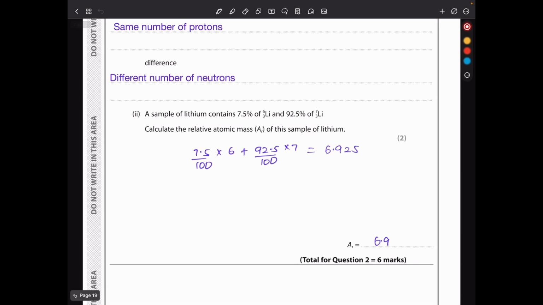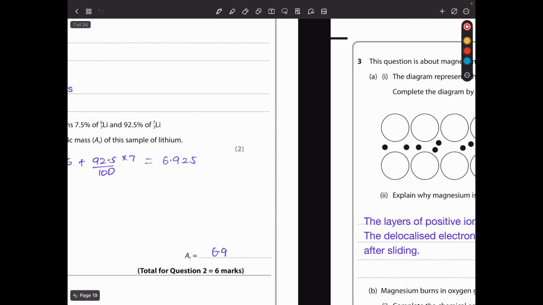Then a sample of lithium contains 7.5% lithium 6 and 92.5% lithium 7. Calculate the relative atomic mass of this sample of lithium. So relative atomic mass should be the percentage of this times mass 6 plus the percentage of that times the mass of that, divide everything by 100, giving us 6.925 and rounding off, 6.9.